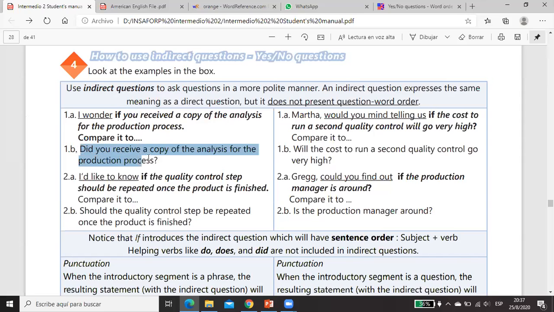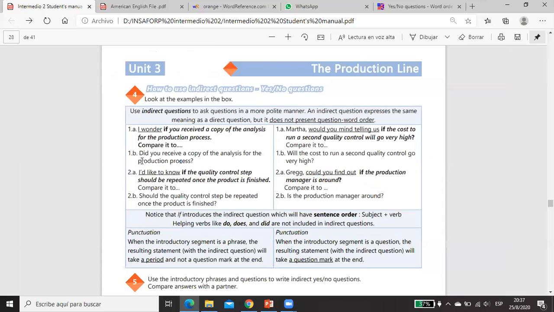Okay, and look at the next one. Did you receive a copy of the analysis for the production process? Good, and look, he's even using intonation, like, did you receive? Notice the difference. This is already in past. It looks like a question. And here we use a phrase like, I wonder, I'd like to know, would you mind telling me, could you find out. So we use these phrases to make the questions. And also we use if, right? So, a little challenge here for you and for everybody, but we'll get to that in a minute.